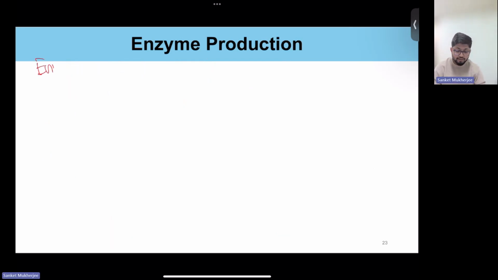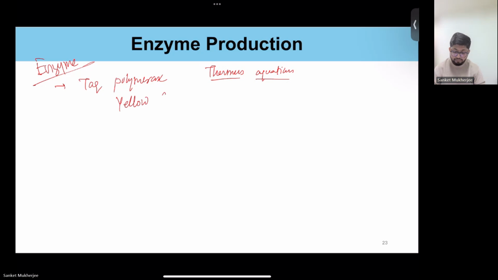The enzyme used for this, as we already know, is Taq polymerase, isolated from Thermus aquaticus. That's the organism. And it was first found in Yellowstone National Forest, which is also in the US. It's a hot spring. Taq polymerase requires magnesium as a cofactor, very important, and its optimum temperature is 72 degrees Celsius.